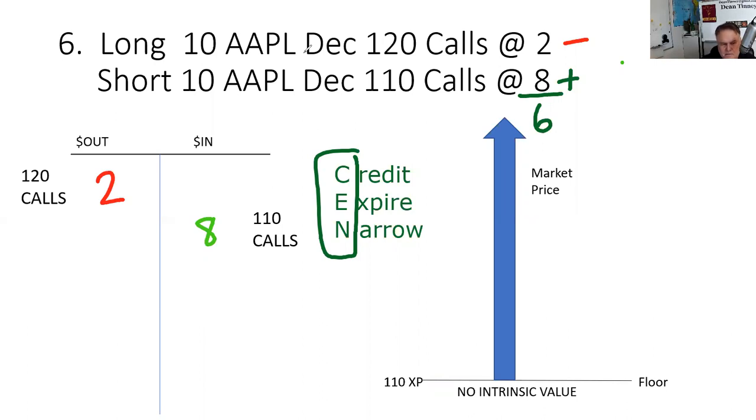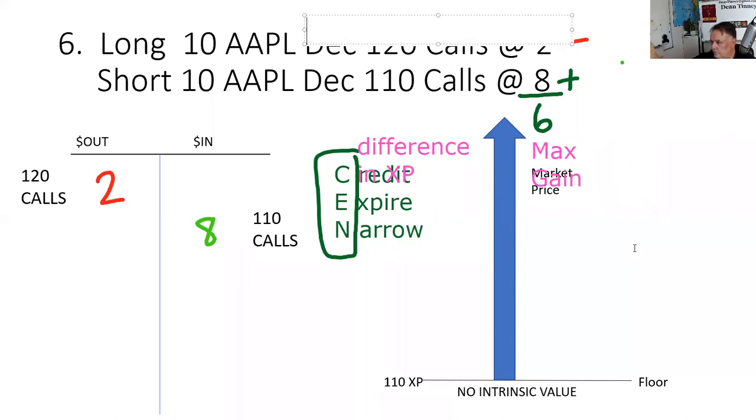And we have our max gain, because anytime we collect money, the best case is we keep it. And we said that the gain and the loss always equals the difference in the strikes. Here, the difference in the strikes is 10 points.